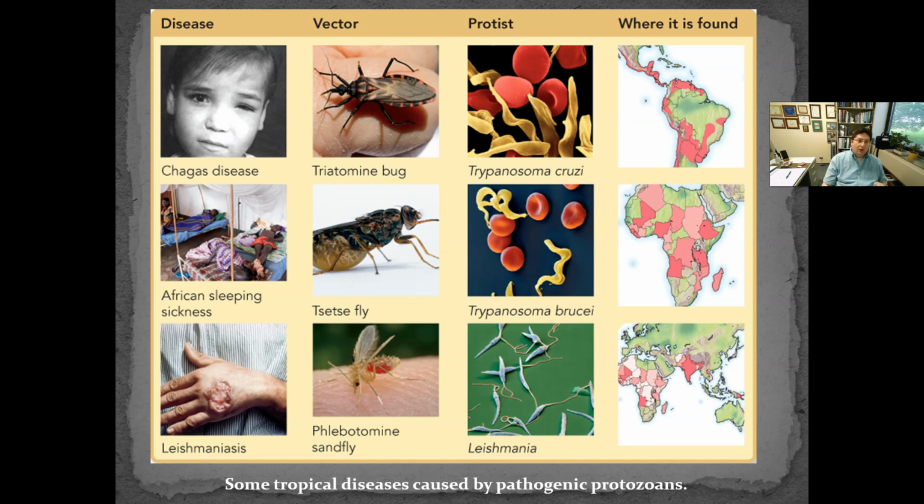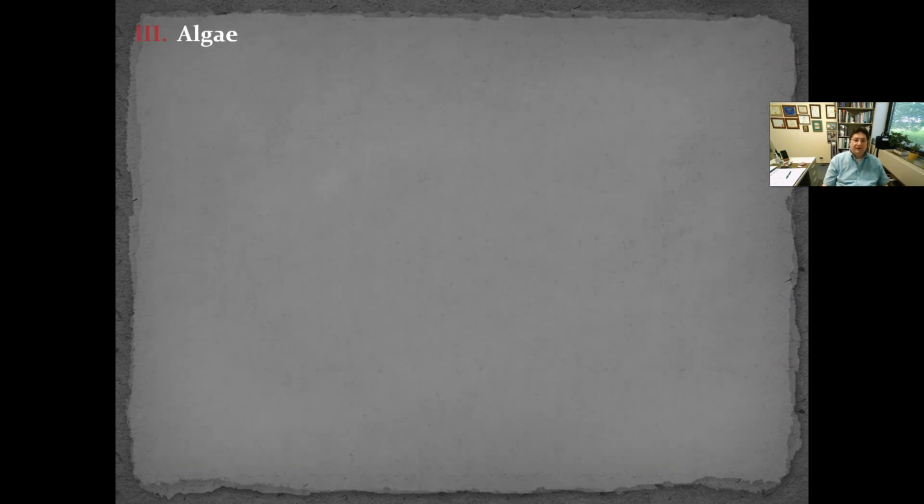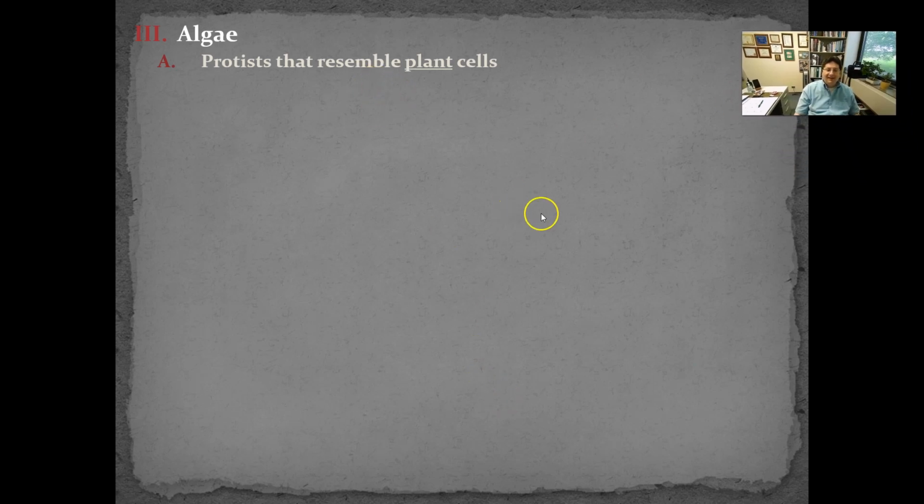Now, remember, protozoans are sort of one flavor of protists. The second flavor is algae. Okay? Algae are protists that resemble plant cells. They can be single-celled, they can live in groups, we call colonial, or they can be composed of more than one cell, we say they're multicellular.